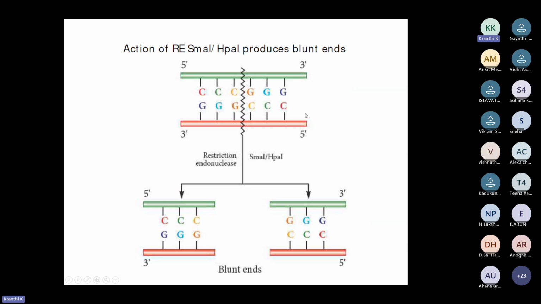Now this is the action. So this is a DNA. This restriction endonuclease is cutting in this place. Okay. What is the enzyme here? That is RE SmaI. See, RE means restriction endonuclease, SmaI or HpaI. So this is a nomenclature. Based on this, we can understand from where this enzyme is synthesized or where this enzyme is extracted. Okay, so the action of this restriction endonuclease is cutting in this place. It cuts the double-stranded DNA like this. Later we have two blunt ends. Okay, this is the action of one restriction endonuclease.